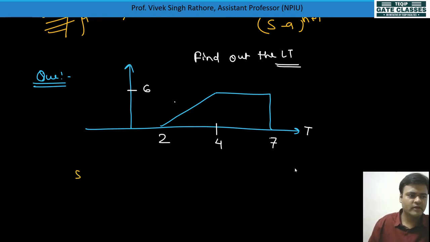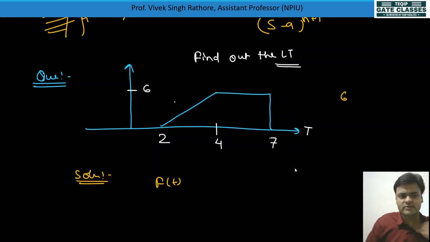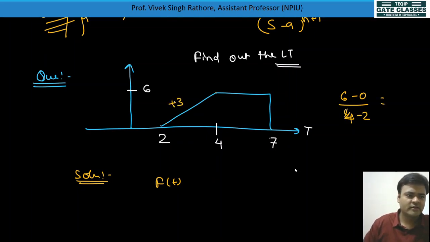Your approach will be, see, first we need to write the signal in the time domain as a mathematical expression. So f of t can be written as, see, this is nothing but r of t signal. What will be the slope? See, 6 minus 0 by 4 minus 2. So you'll get 6 by 2, which is 3. So plus 3 slope is there. Here slope is 0, and here again slope is 0.